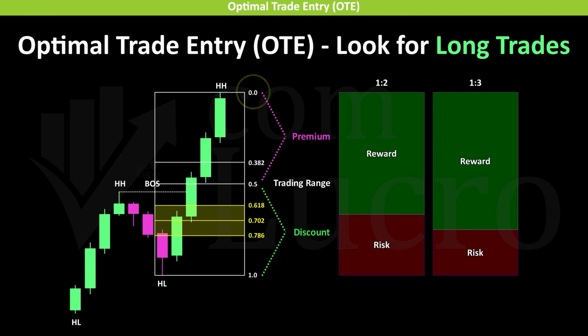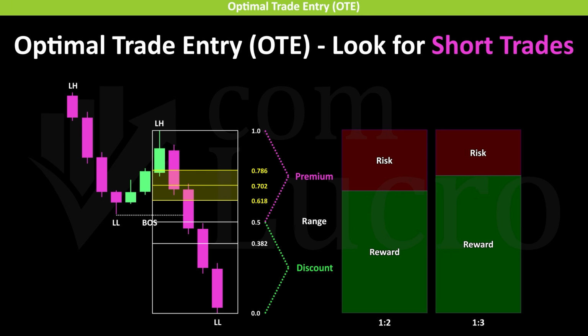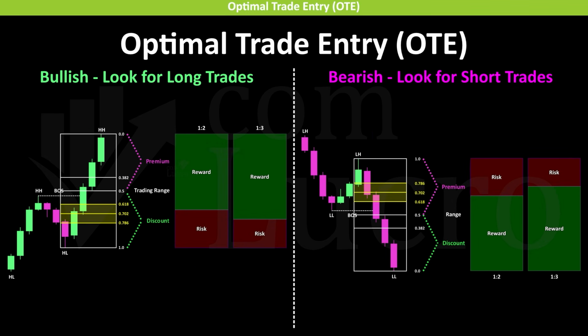In a bullish scenario, the 0 level should be placed at the swing high and the 1 level at the swing low. In a bearish scenario, the 0 level should be placed at the swing low and the 1 level at the swing high. Regardless of how the Fibonacci is drawn, the premium zone will always be located in the upper half of the range, while the discount zone will always be located in the lower half.